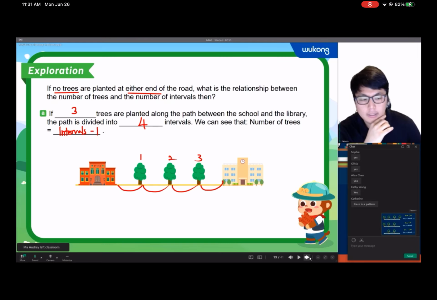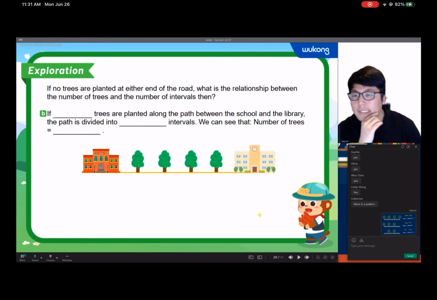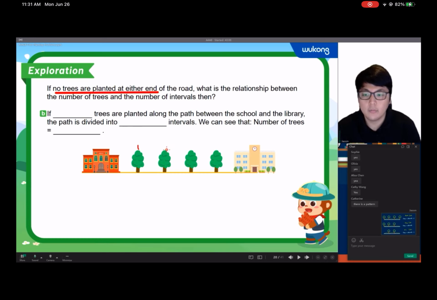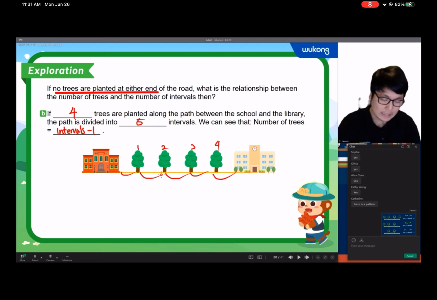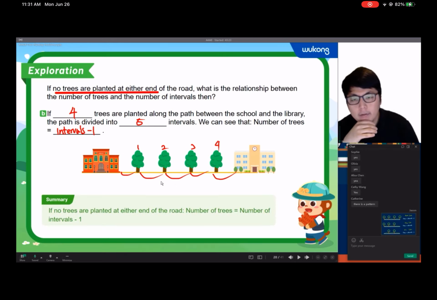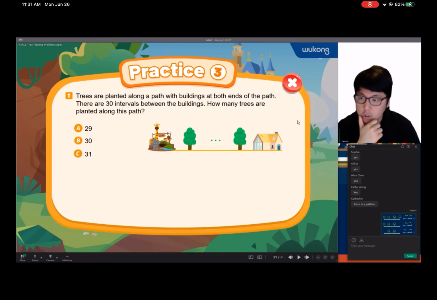And now, all right then, let's have a look at this one. If no trees are planted at either end of the road. Oh, very important. Okay, no trees. So that means we have 1, 2, 3, 4 trees, that means obviously 5 intervals. 1, 2, 3, 4, 5. Yep, so it's going to be intervals take away 1.